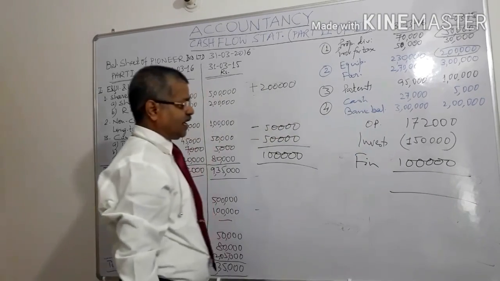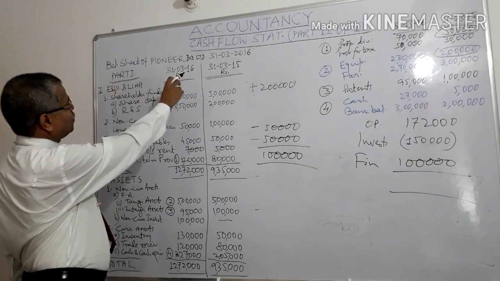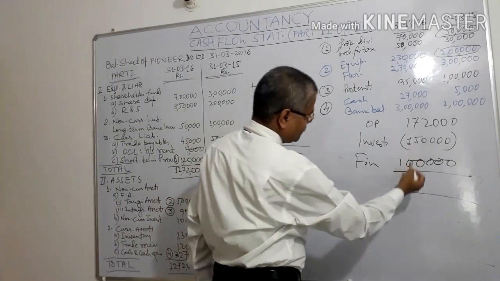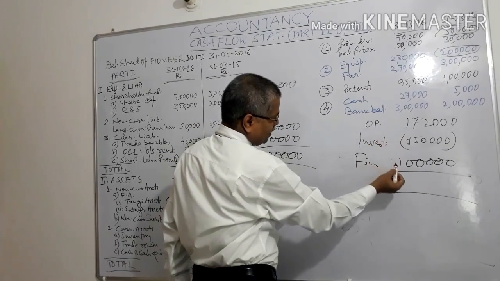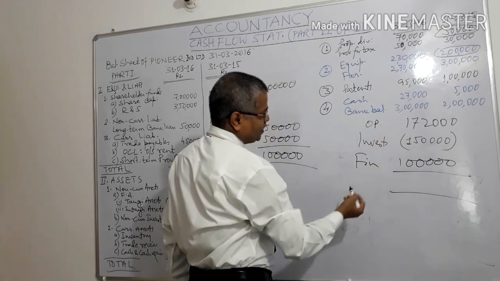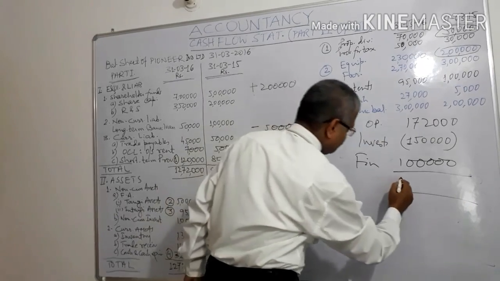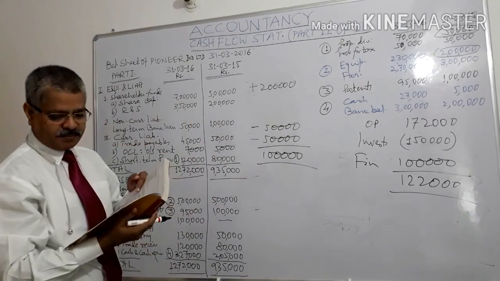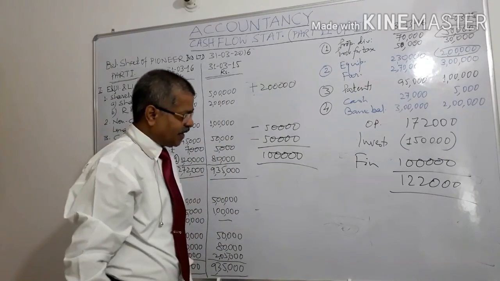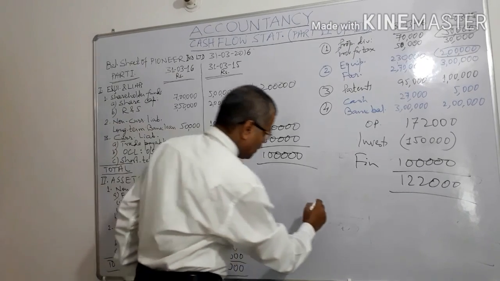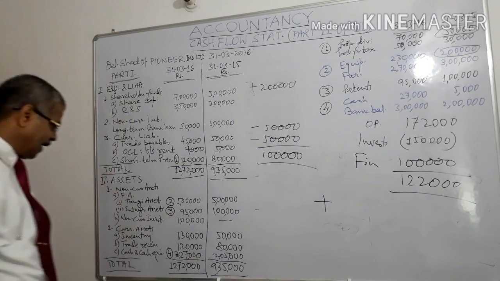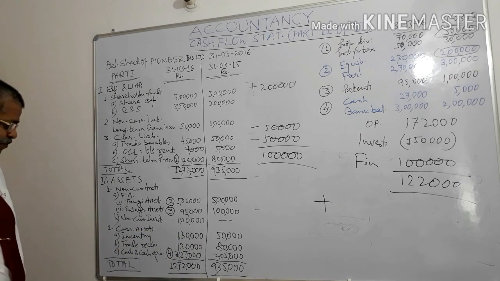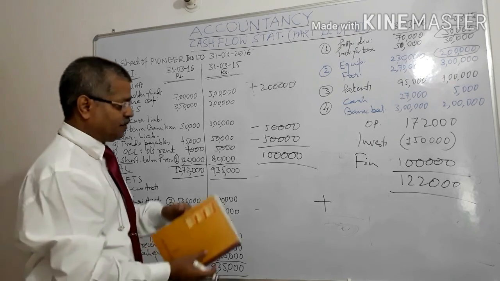So final figure, cash flow for 2015-16 for Pioneer Industries Limited is, how much it is there? 172 plus 100, 272 minus 152. So 122,000, right? 122,000 is the cash flow, and in this what do we add? We add the increase in cash and cash equivalent, which is of 122,000.